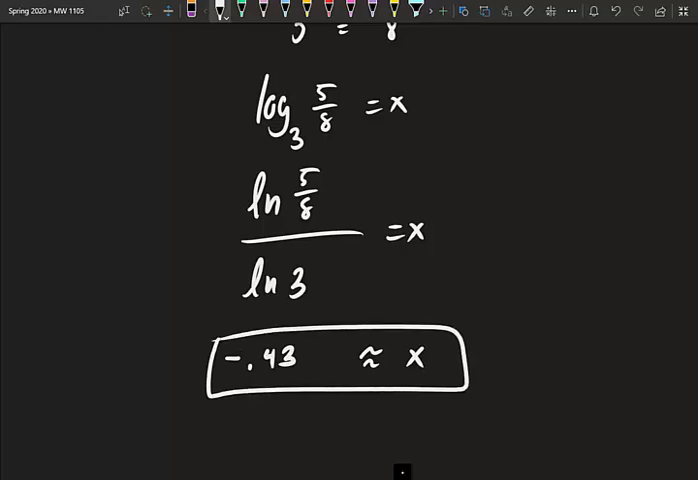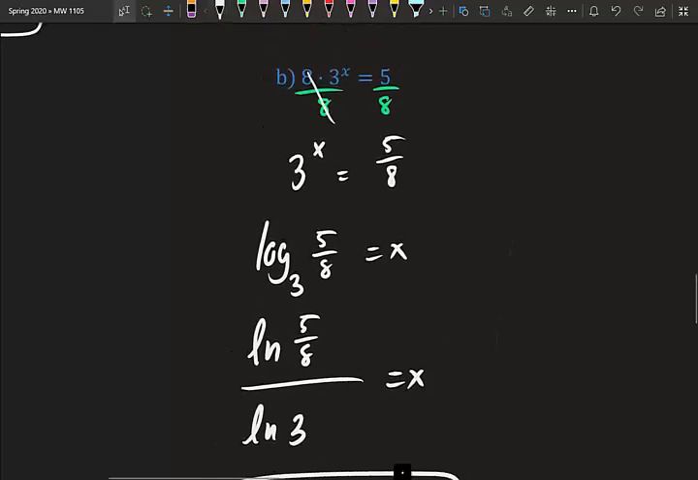And the reason why it's negative is because it's a fraction. That's why it's negative.